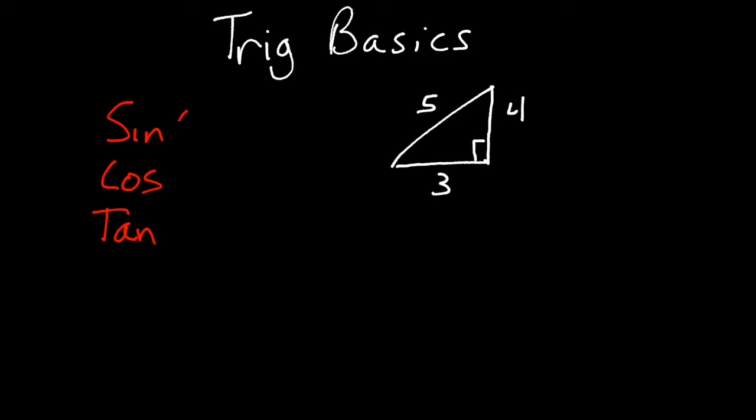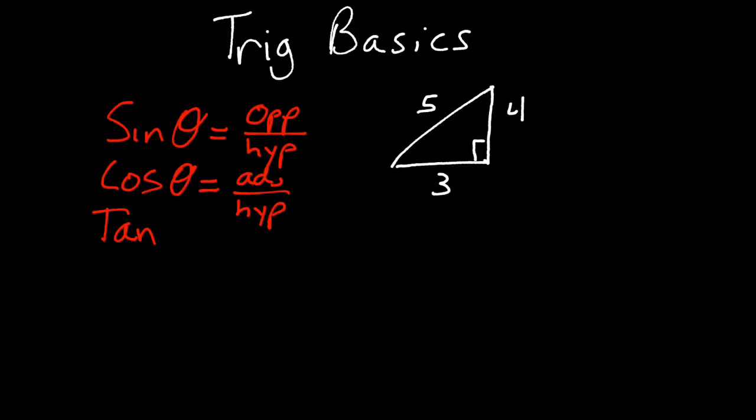Like the sine of an angle, which I'm going to use theta, is the opposite side divided by the hypotenuse. The cosine of an angle is the adjacent side divided by the hypotenuse. And the tangent of an angle is the opposite divided by the adjacent. Now, what is the opposite, what is the adjacent, and what is the hypotenuse? Good questions. Let's say that we are dealing with this angle down here.